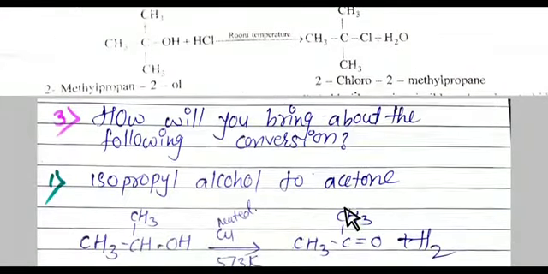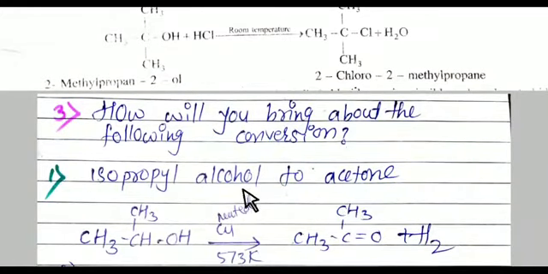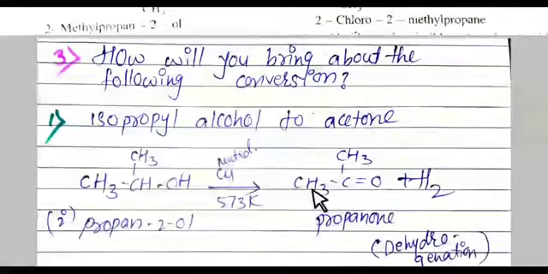So just see here, the first conversion is isopropyl alcohol, meaning secondary alcohol. The IUPAC name of isopropyl alcohol is propan-2-ol, into acetone. So isopropyl alcohol, secondary alcohol, is passed over heated copper at 573 Kelvin.